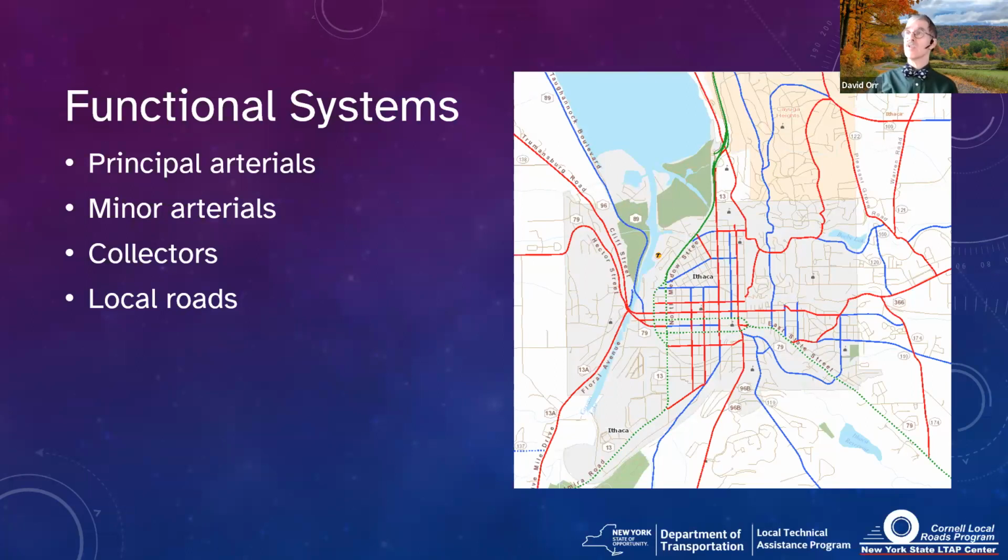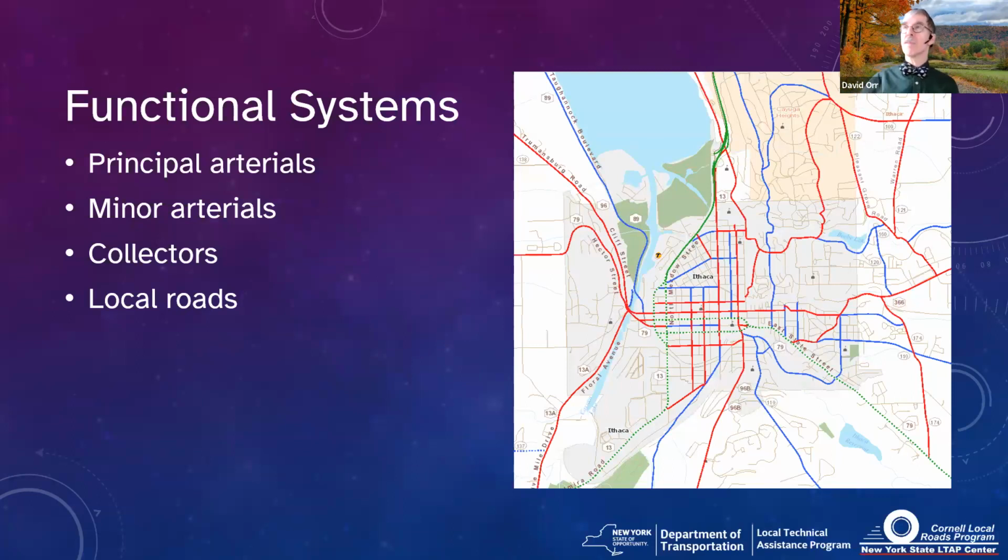You've got collectors, which collect the traffic and bring it to the arterial system, because everybody wants to live on a local road. This is actually one of the problems that we have to deal with. The fact is, everybody lives, at least in their mind, on a local road. So what happens when you get a roadway that is both a collector and a local road, or sometimes even an arterial and a local road? It can be a bit of a challenge.